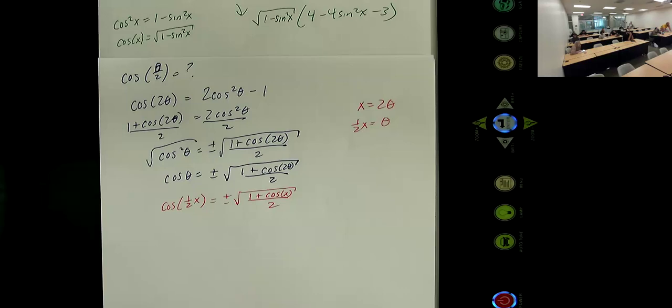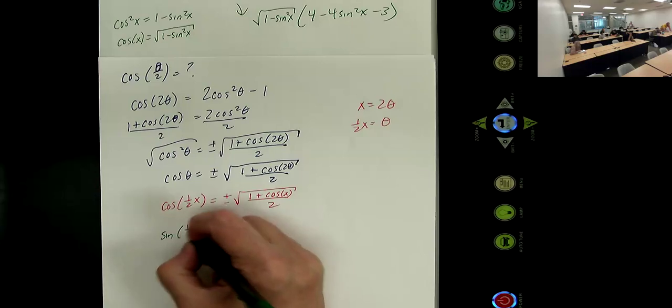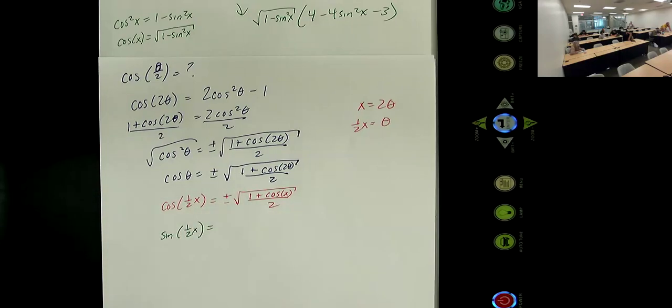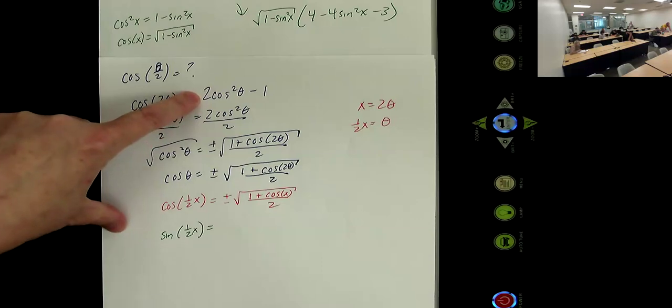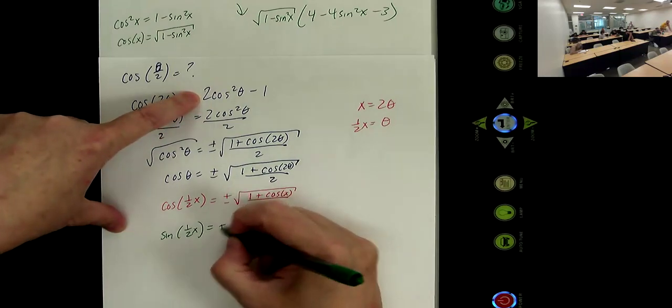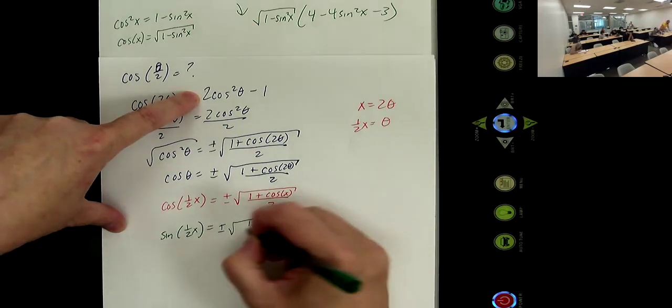The sine one. Sine of 1/2 x. Actually does the same thing with the 1 minus 2 sine squared. And if you solve this one, you get a very similar formula, but it is 1 minus cosine x over 2 on the inside.